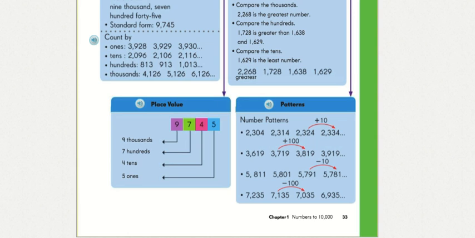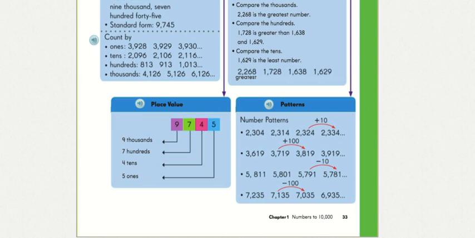This is a place value strip, just letting you know that, hey, this is the thousands place, so that's 9 thousands. This is the hundreds place, so that's 7 hundreds. This is the tens, so 4 tens. This is the ones place, so that's 5 ones.